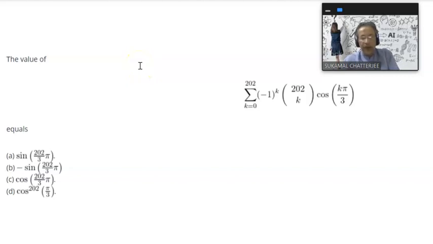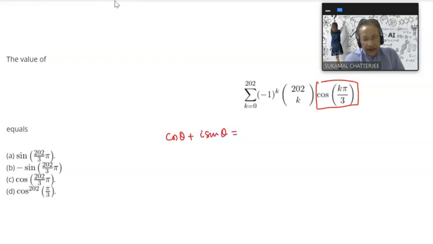We are discussing the 2023 ISI BSTAT paper, and this is question number 12. Here we are asked to find the value of this expression. If you look at this expression, this term cos of k pi by 3, cos theta plus i sin theta is e to the power i theta. This is a very famous identity.